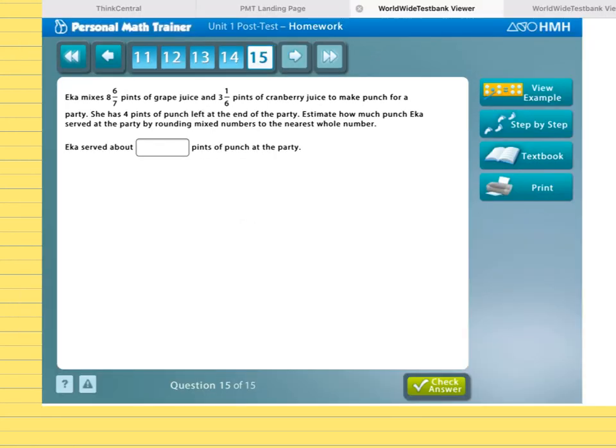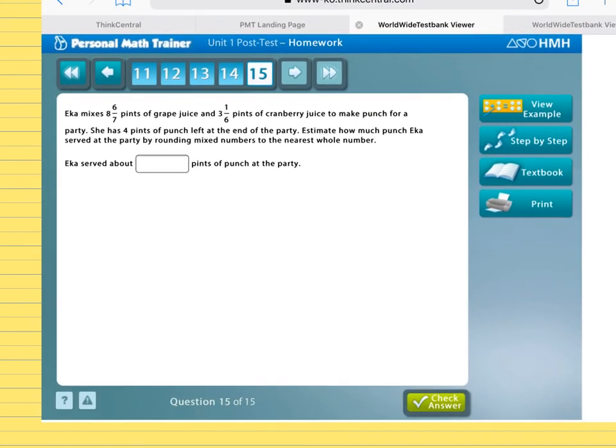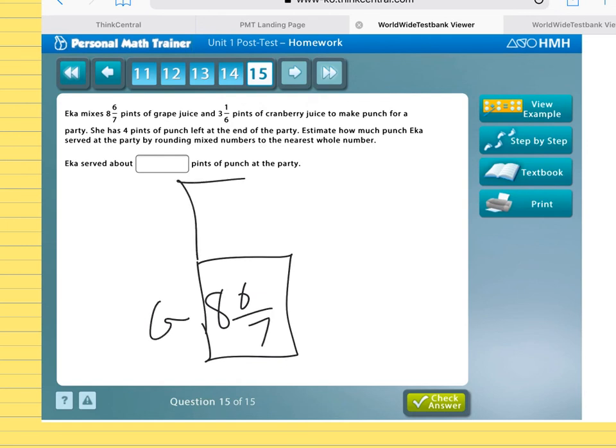Okay, final problem. Nika mixes 8 6/7 pints of grape juice. So I'm going to go ahead and draw a picture of this. This would be my 8 6/7 pints of grape juice and 3 1/6 pints of cranberry juice to make punch. Okay, so she has 4 pints of punch left at the end of the party. So over here she has 4 pints left over. Estimate how much punch Nika served at the party by rounding the mixed numbers.